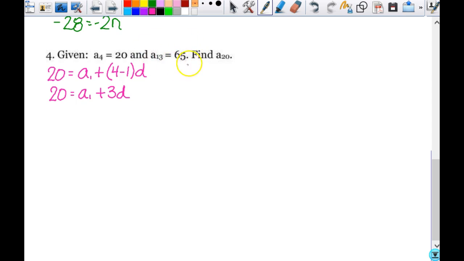I can come up with another equation. A sub 13 is 65. That's equal to a sub 1, which I still don't know, plus n, which is 13, times, oh, sorry, not times, but minus 1 times d. So that gives me 65 is equal to a sub 1 plus 12d. Now, I have a system of equations.